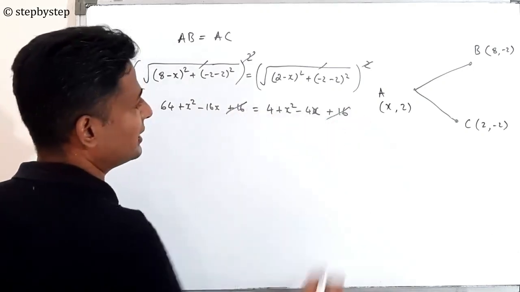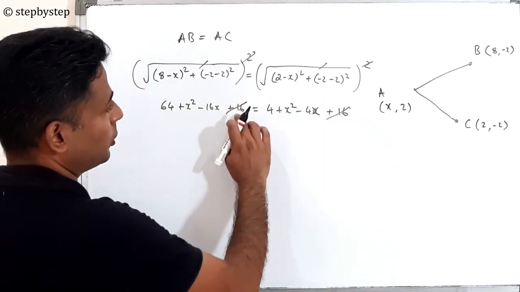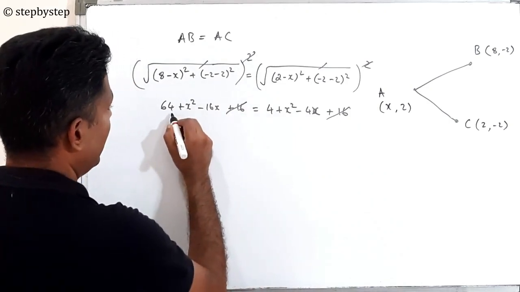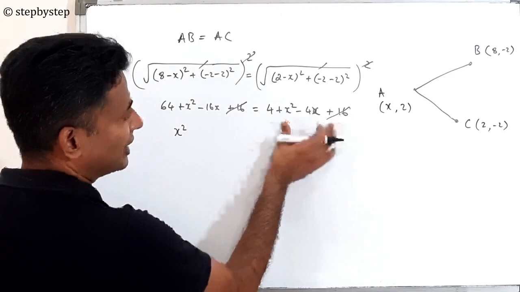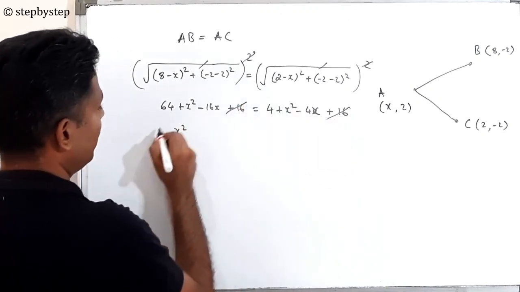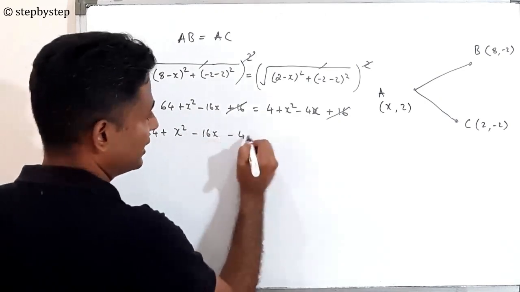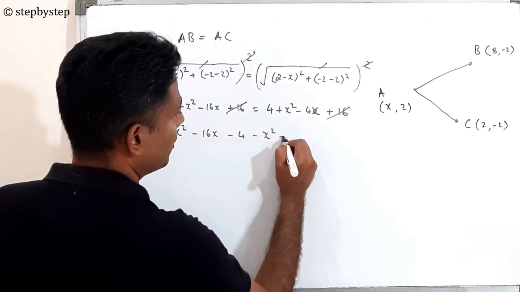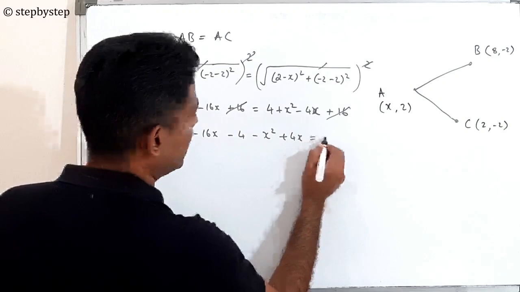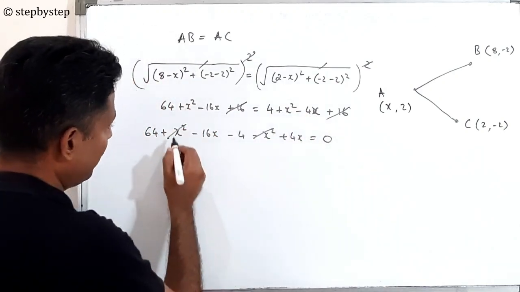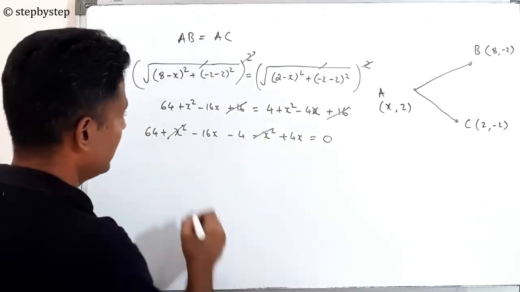Now this 16 and this 16 gets cancelled. Why? Because when I transpose one of them to the other side, it will become 16 minus 16. And okay, we have x square. I'll transpose everything on one side. Here we have 64 plus x square minus 16x. It will become minus 4 minus x square plus 4x equal to 0. Actually this plus x square, I could have cancelled it here itself. Plus x square minus x square cancels.